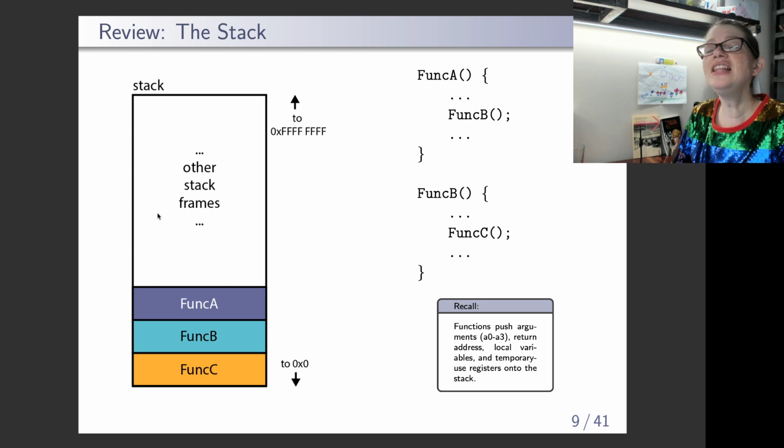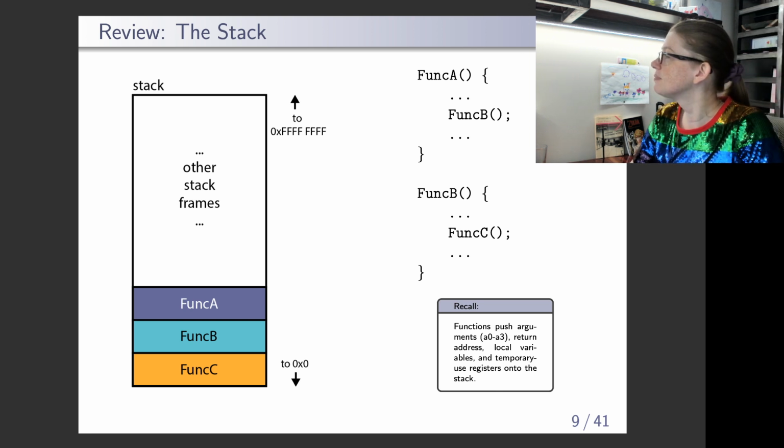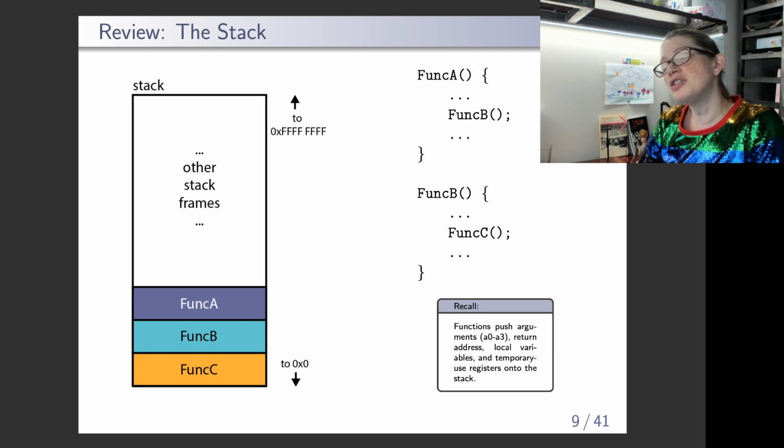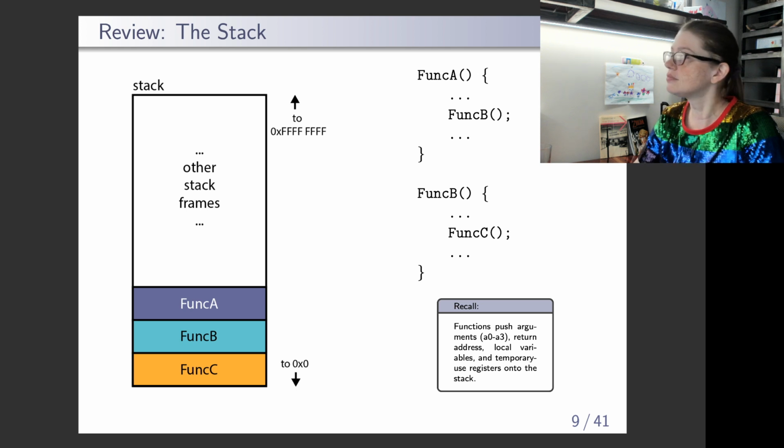Now, I'd like to review what happens on the stack when you call a bunch of functions. So we have function A. Let's move this video back here to where it was. Function A is going to call function B, and function B is going to call function C.